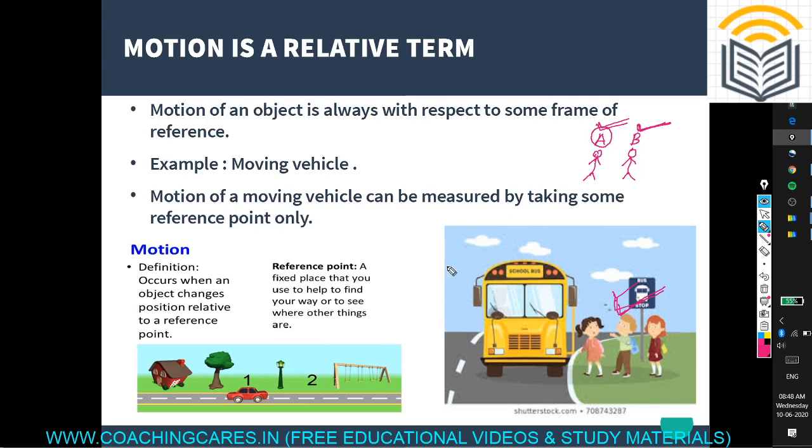Now I hope you understood completely. The reference point and the frame of reference: a fixed place that you use to help find your way or to see where other things are. That is a reference point. Okay, so now let us go to the next slide. We'll understand more.